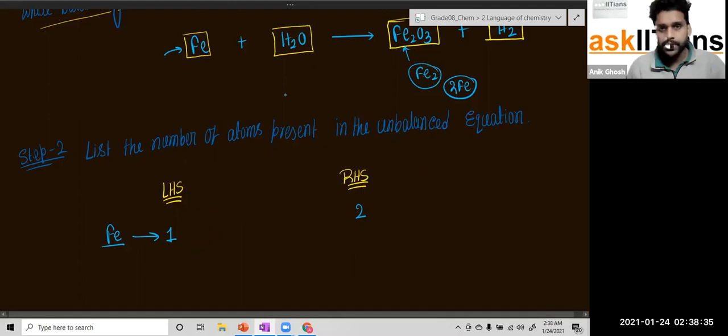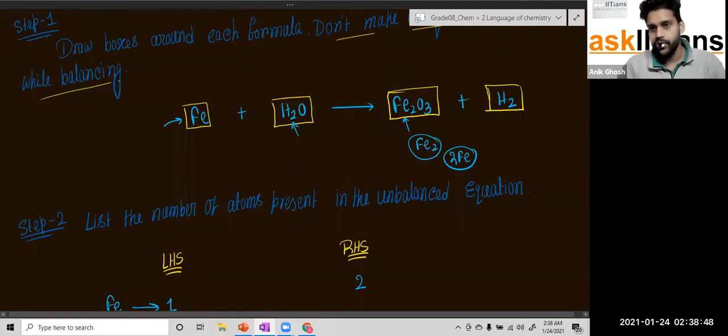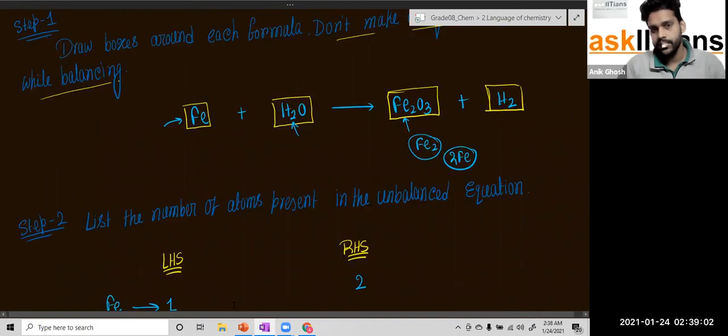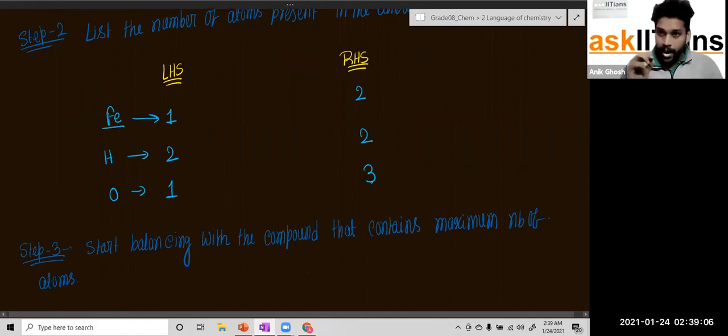Fine. Let's consider the hydrogens again now. On the left side, there are two hydrogen atoms you can see over here, and on the right side, there are two hydrogen atoms as well. Okay, fine. Now oxygen. On the left side, you can see there is only one oxygen, isn't it? But on the right side, there are three oxygens. So you just have to make this list.